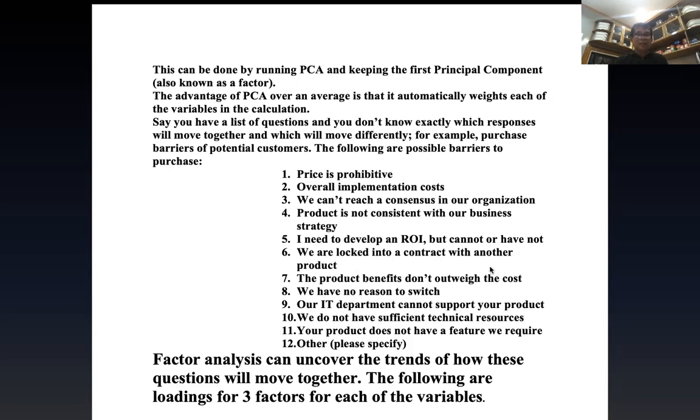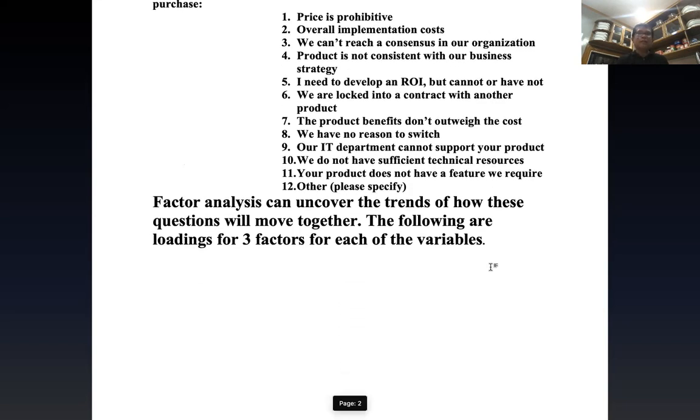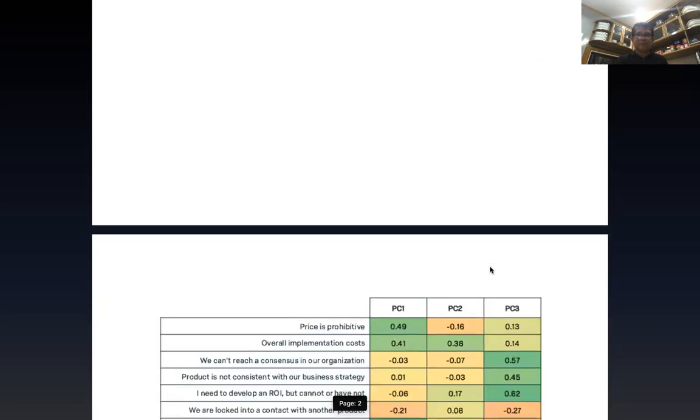Number 9, our IT department cannot support your product. Number 10, we do not have sufficient technical resources. Number 11, your product does not have a feature we require. Number 12, other, please specify. Factor analysis can uncover the trends of how these questions will move together. The following are loadings for 3 factors for each of the variables.